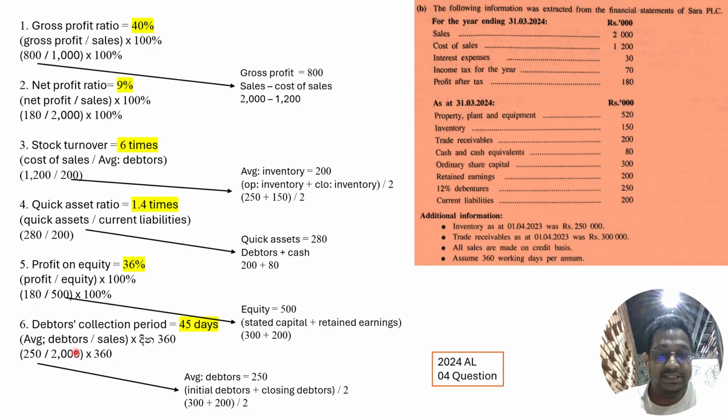And then they are asking debtors collection period, and to find that out, average debtors divided by sales into 360, or that 360 you have to divide by the debtors turnover, right? So average debtors, initial debtors plus closing debtors divided by 2. So this is much easier, right? The whole information is given to you. And if you know the ratio equations, then you can extract these things and find out the ratios they ask you, right?